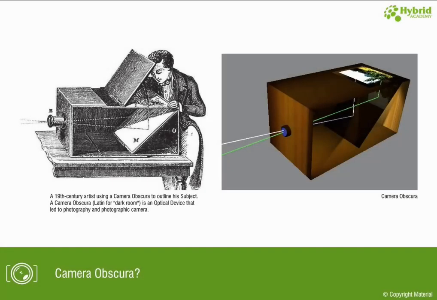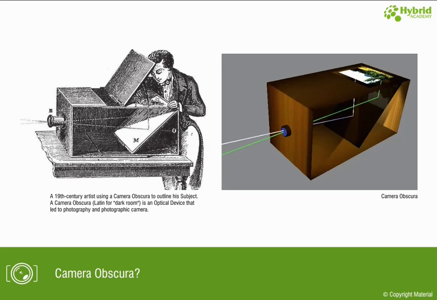Camera obscura. This is an optical device which is the ancestor of modern cameras. From the 17th century onwards, some artists used it as an aid to plotting compositions. A camera obscura, which is Latin for dark room, is an optical device that led to the photographic camera. Here in the left image, a 19th century artist is using a camera obscura to outline his subject.